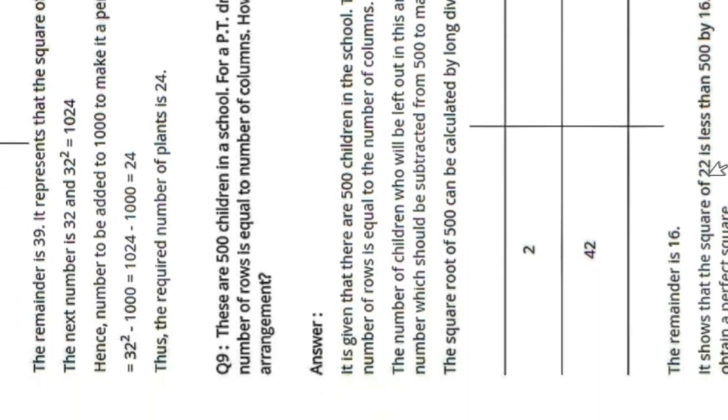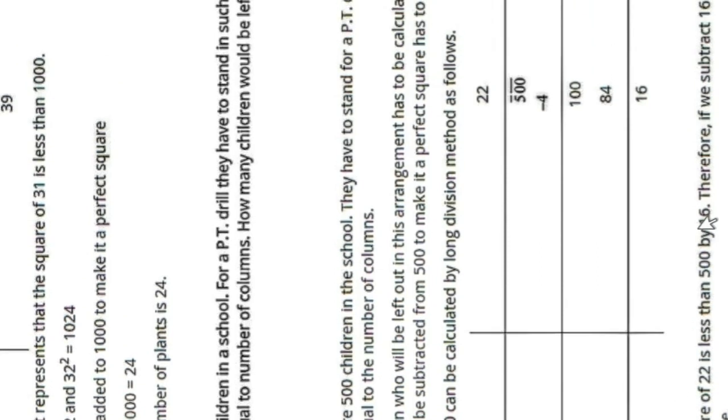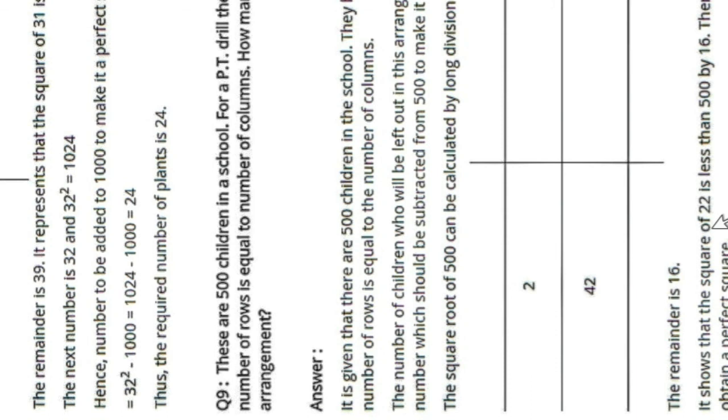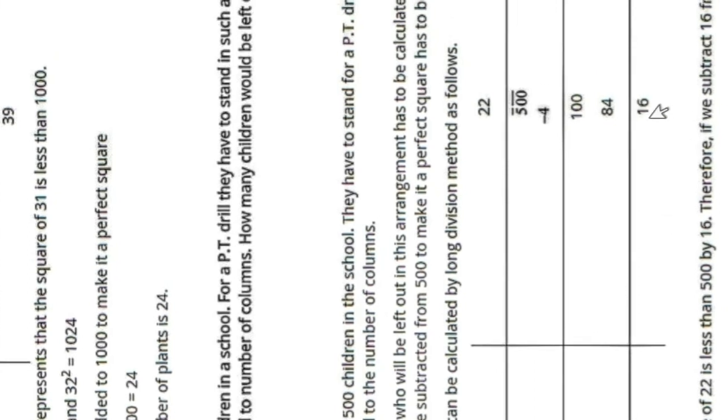This shows that the square of 22 is less than 500 by 16. Therefore, if we subtract 16 from 500, we will obtain the perfect square. So the required perfect square is 500 minus 16, that is 484. So the number of children who will be left out is 16. So the remainder will be the number of left out students. Complete the exercise 6.4 in your classwork. Thank you.